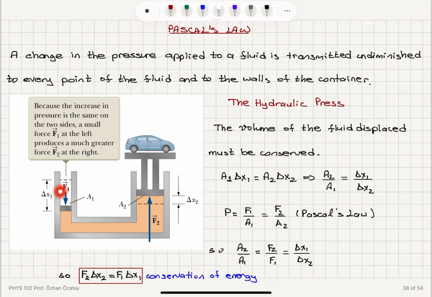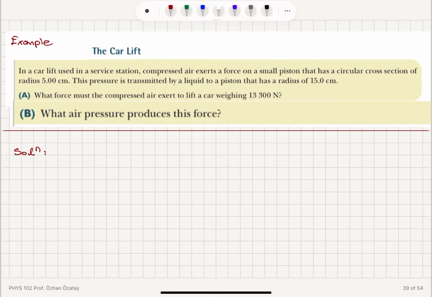Work done on the left side must be equal to the work done on the right side of the hydraulic press. Let's look at a few examples. In a car lift used in a service station, compressed air exerts a force on a small piston that has a circular cross-section of radius 5 centimeters. This pressure is transmitted by a liquid to a piston that has a radius of 15 centimeters. Part A, what force must the compressed air exert to lift a car weighing 13,300 newtons? Part B, what air pressure produces this force?